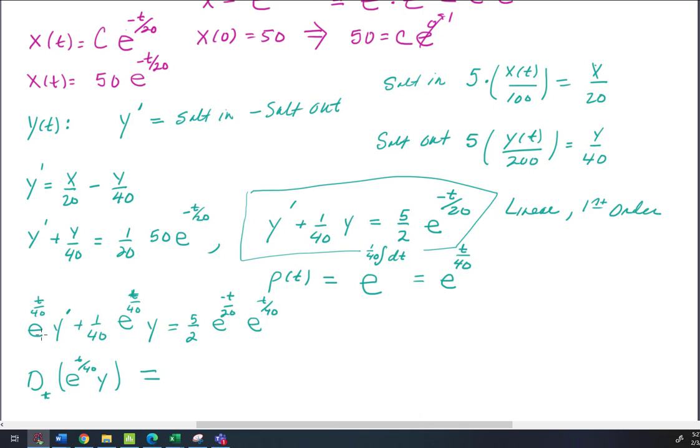First times the derivative of the second, yeah, that checks out, plus the second, there's the y, times the derivative of the first, that would be 1 over 40 e to the t over 40. By gosh, that's right. And so what I wrote there is good.